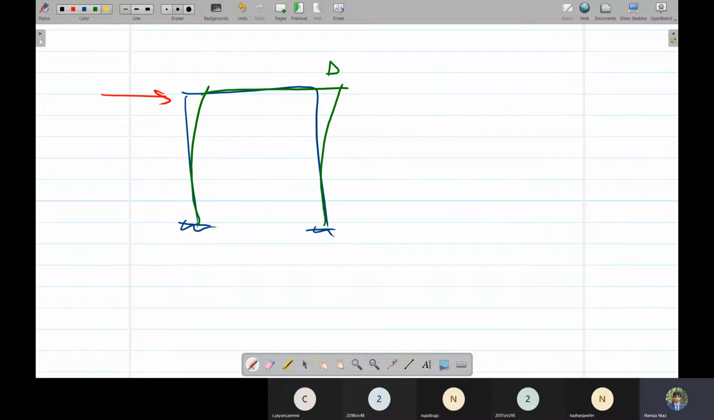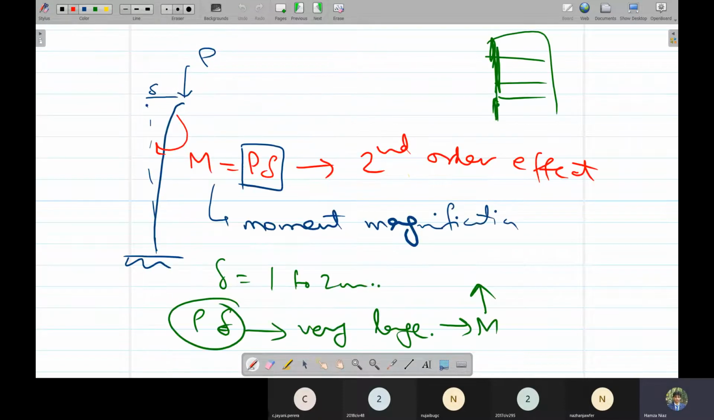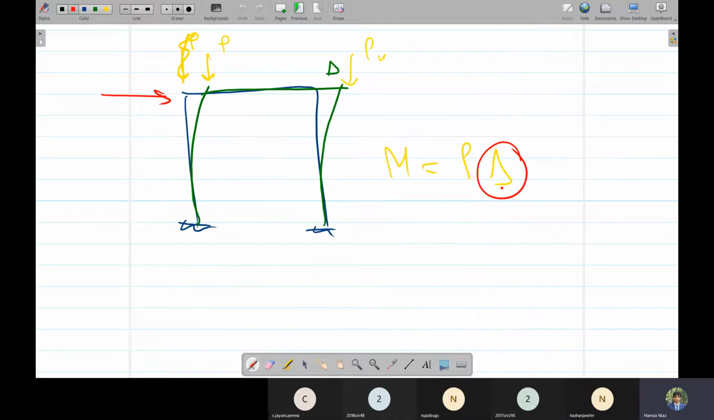For example, if the initial load was acting vertically, now it is at some eccentricity. It was acting vertically, now it is some eccentricity from the original position. So this is again causing bending moment. M is equal to P times delta. And this delta is very large as compared to this delta. So this case is more critical.